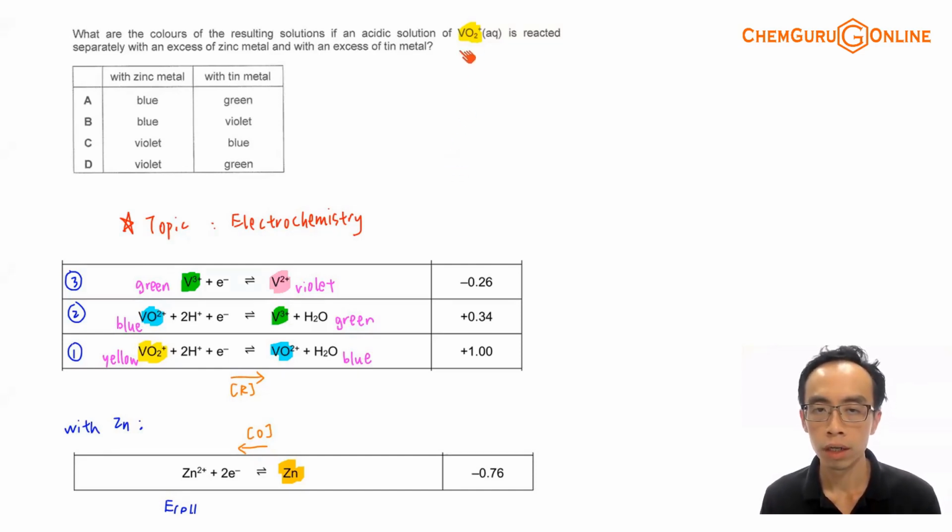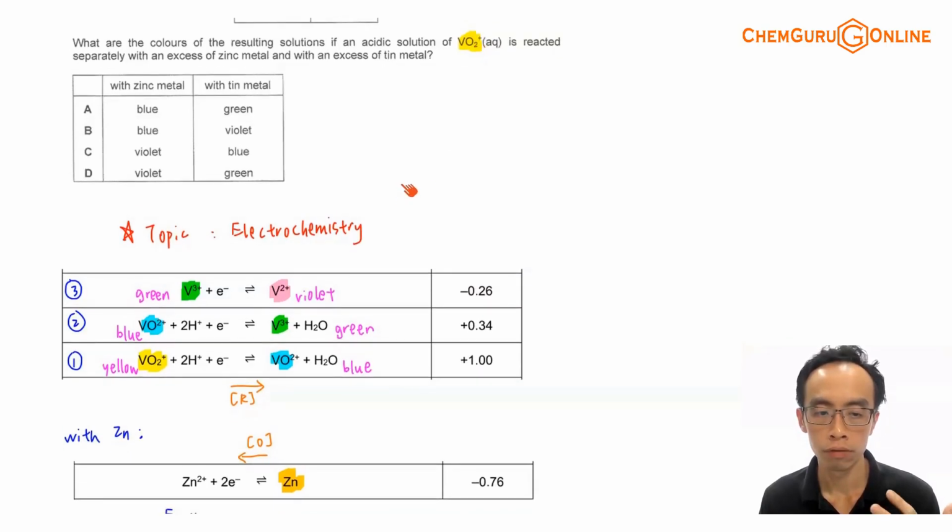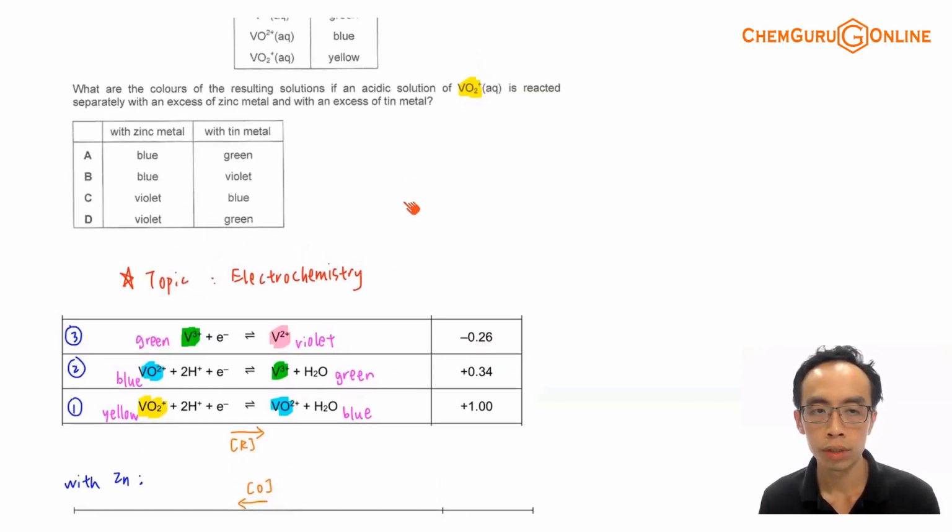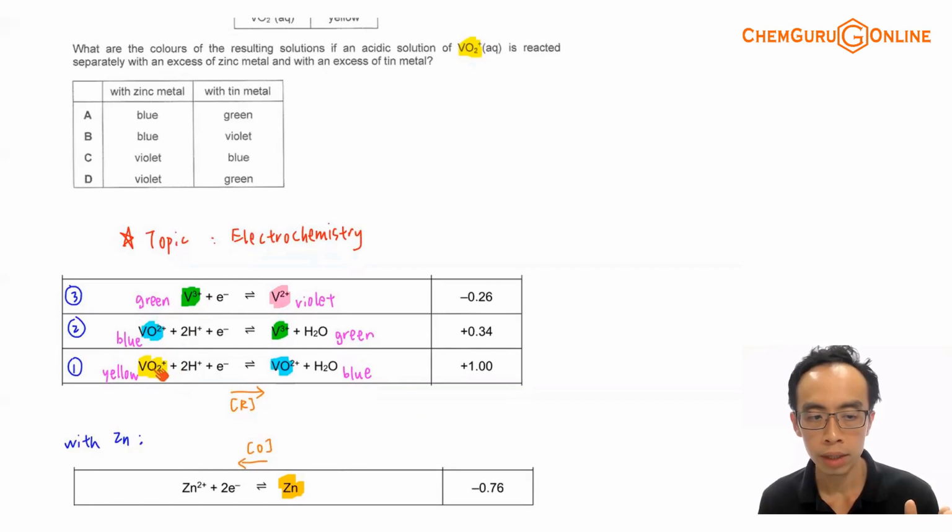And if you have vanadium species VO2 plus, and if you figure out the species here, my VO2 plus, the yellow species, can undergo reduction to VO 2 plus, which is the blue species. All these values are in the data booklet, we can refer to that. Then the blue species can be further reduced to the green one, V3 plus. The green one can be further reduced to V2 plus, which is the violet species.